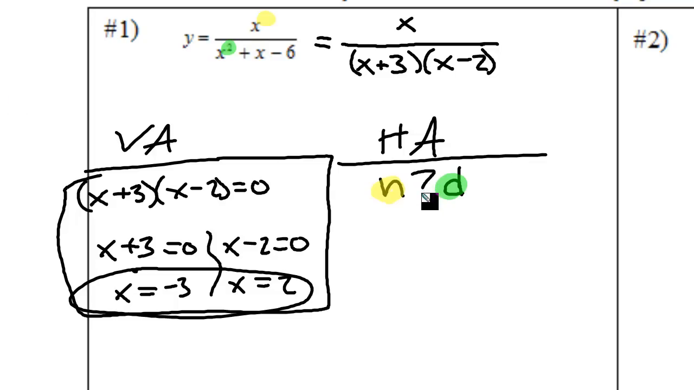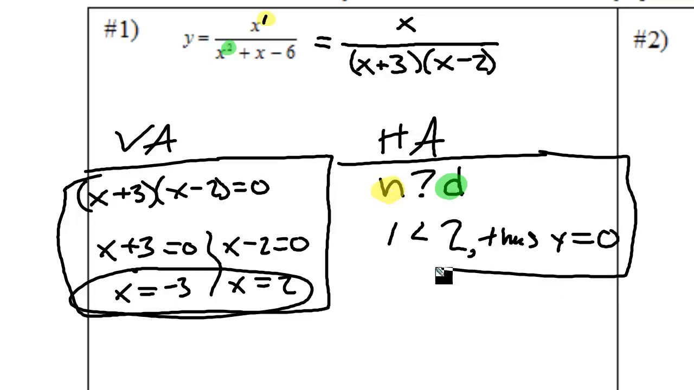So, how does it compare? In this case, we have 1, which is less than 2. When that happens, that means we have a horizontal asymptote at y equals 0. If you have a horizontal one, then you have no slant, because you can't have a horizontal and a slant.